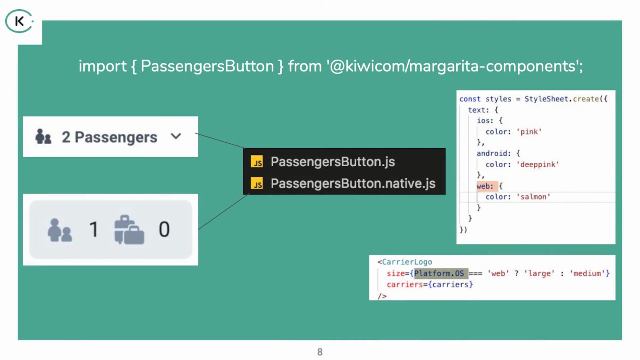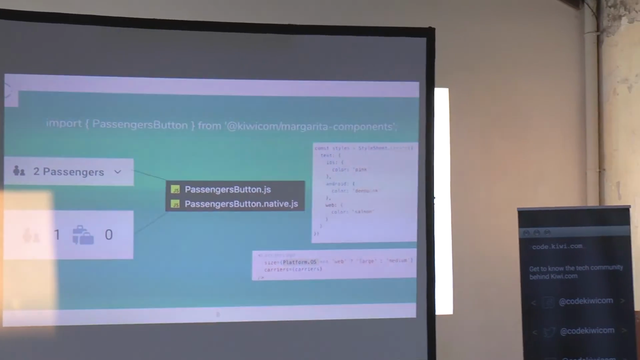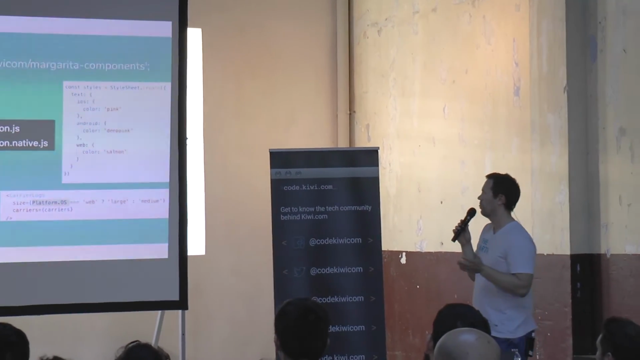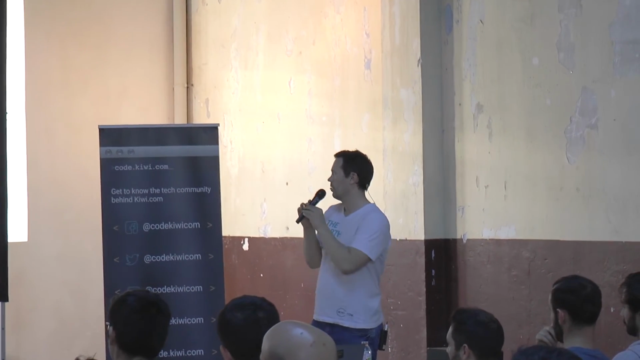So I don't know if you noticed, but there are some differences between the web version and the mobile version, and one of them is the passengers button. I didn't click on it to show, but it looks kind of different on the web than on the mobile. Sometimes there are, and there will always be, different requirements between web and mobile, and so how do we handle it? One way is to use the suffix of the component name, like we can do passenger button.native.js.